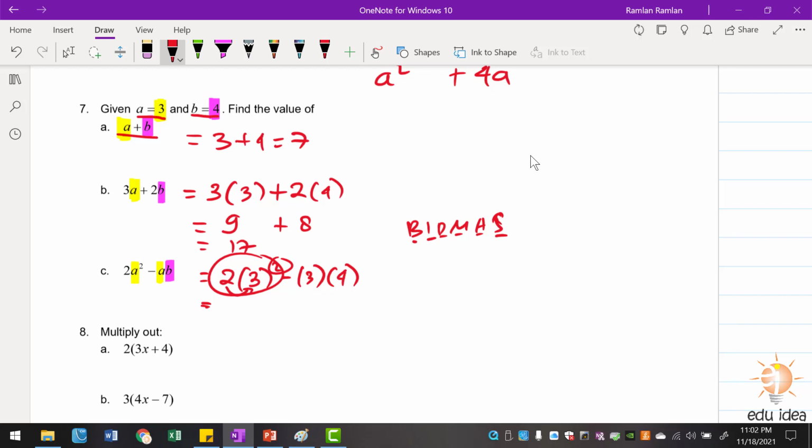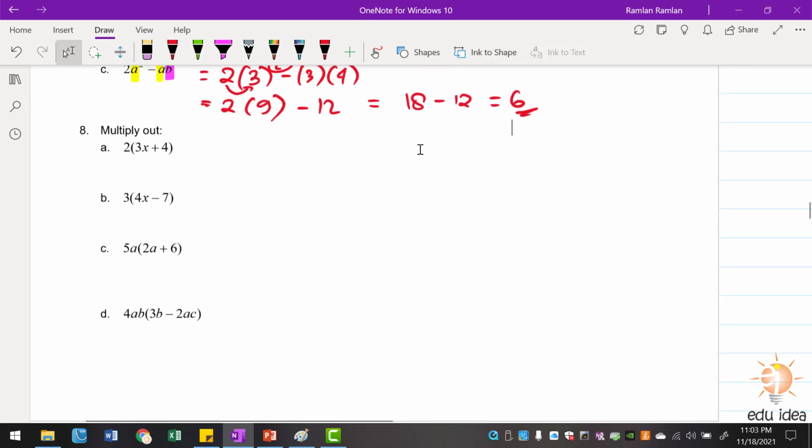So 3 to the power of 2 is equal to 9. I'm going to put that like this, and then we have minus. Multiply 3 by 4, you get 12. So that will be equal to 2 times 9 is 18, and 18 minus 12 is equal to 6. Okay, next, number 8.